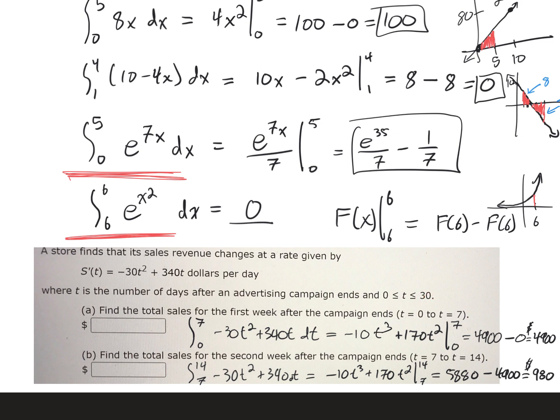This, of course, lasts for the entire month, so you can imagine that as we continue, it's likely that we will see this continued decrease in the effectiveness of the advertising campaign. All right, that finishes out this video. Hopefully you find it helpful as you're thinking about definite integrals and the fundamental theorem of calculus.